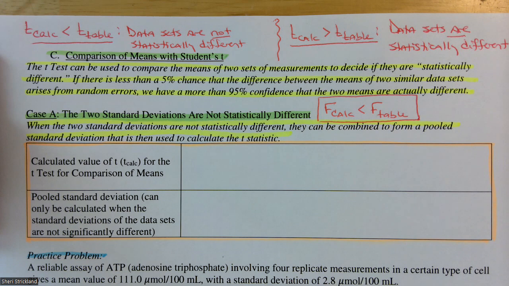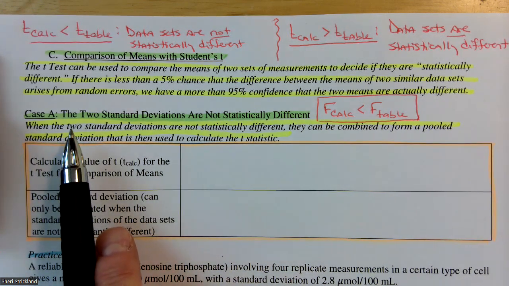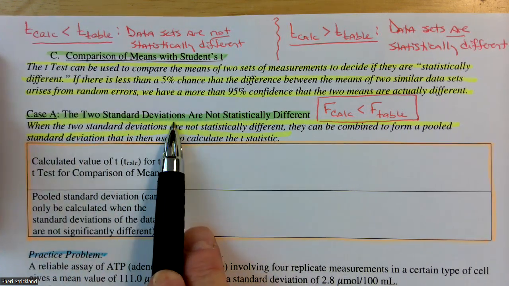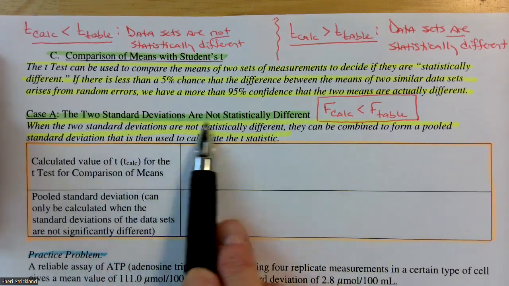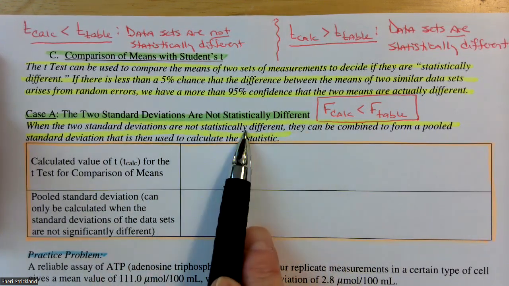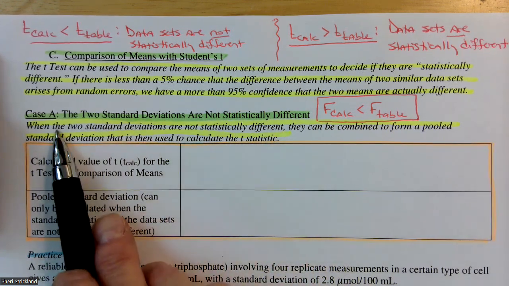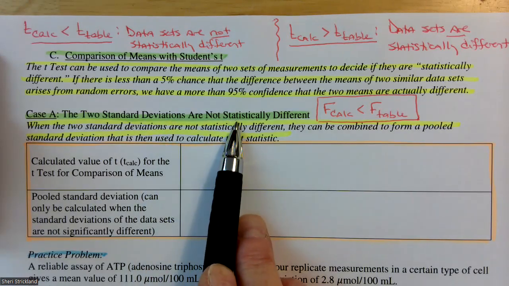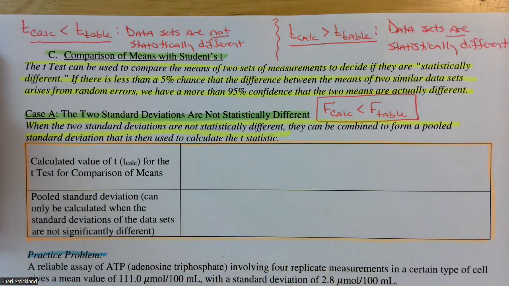Now, at this point, there are two possibilities. When you run the f-test, it may be that the two standard deviations were not statistically different, so the only differences that arose had to do with random error. There is a second case where the two standard deviations are statistically different, and we'll deal with that later. But this one, first things first.